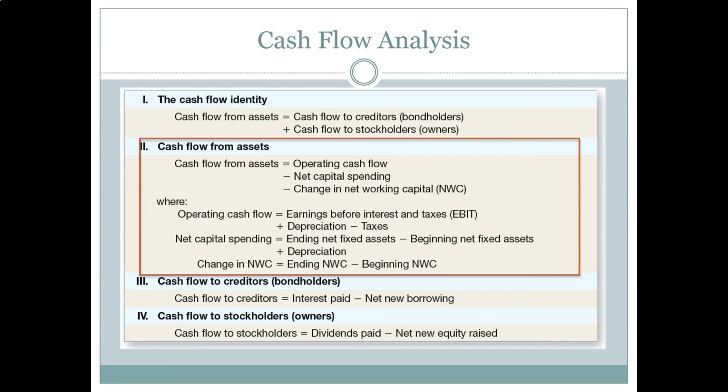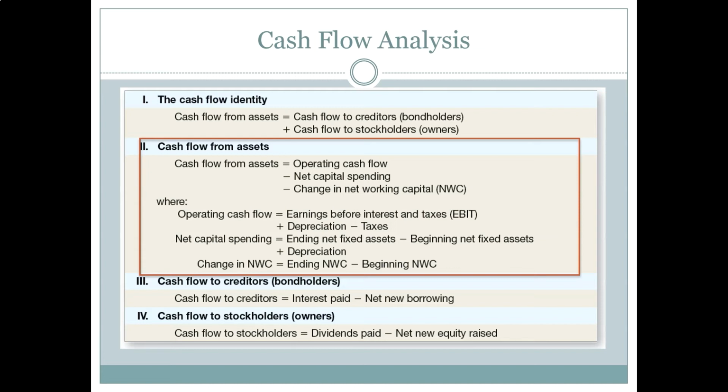Right? So operating cash flow is EBIT plus depreciation minus taxes. This is a measure of the cash generated by the operating of the firm minus the cash paid out in the costs of operating the firm. Whatever's left over after operating cash flow, this is money that can be put to use by the firm. And we can put it to use in two ways.